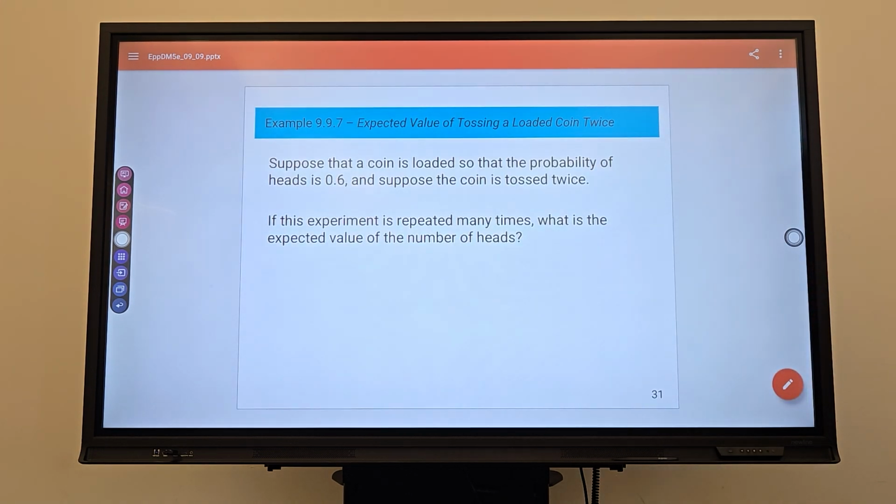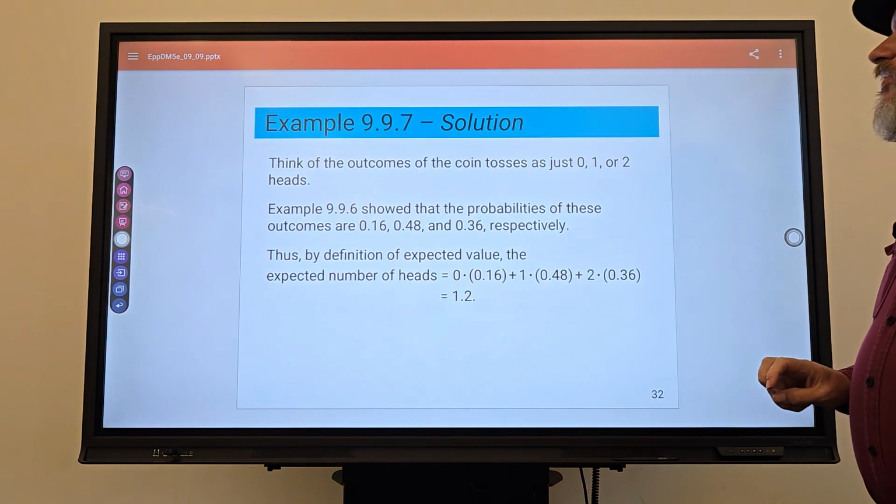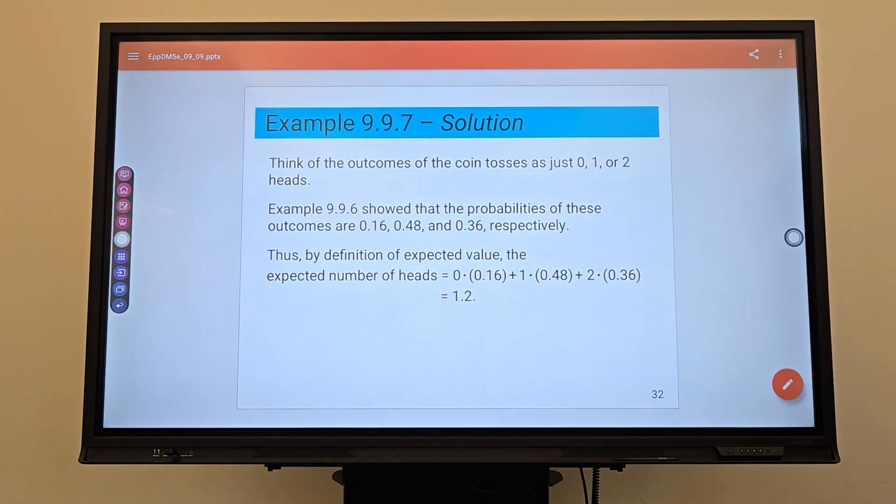Suppose that a coin is loaded so the probability of heads is 0.6, and suppose the coin is tossed twice. If this is experimented many times, what is the expected value of the number of heads? Think of the outcome of the toss as just 0, 1, or 2 heads. Example 9.9.6 showed that the probabilities of these outcomes are 0.16, 0.48, and 0.36 respectively.